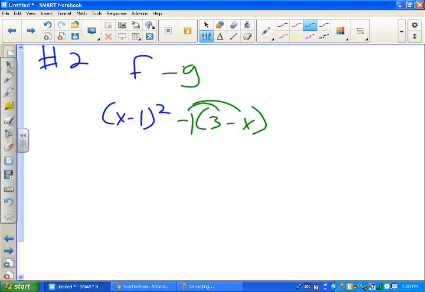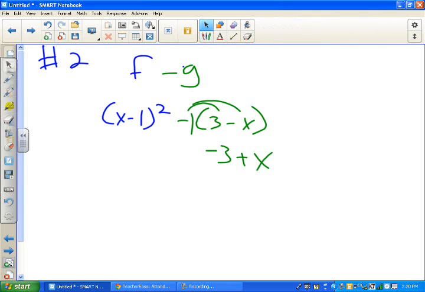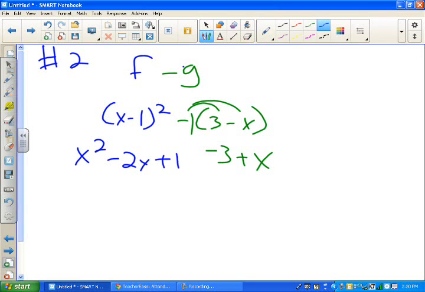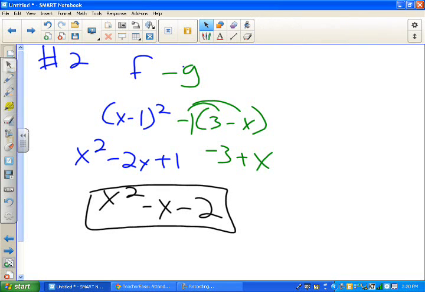I'm going to distribute the negative sign through the parentheses, and that changes the sign. So now my positive 3 becomes negative 3, and my negative x becomes positive x. Expand the square, and then add like terms, and f minus g now equals x squared minus x minus 2. Last thing that we could do, I suppose, would be to maybe multiply the functions. So we could do f times g.